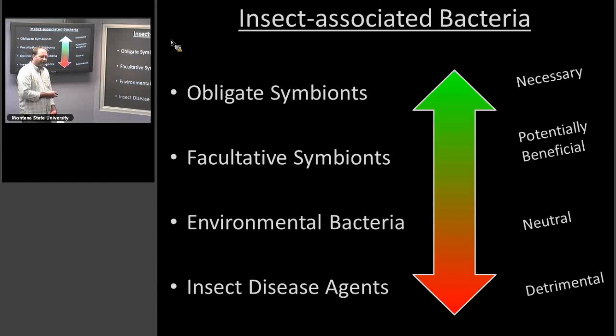So the classic example is the aphid Buchnera system, where the aphids are dependent on their symbionts to run key biochemical processes. The facultative symbionts, which are potentially beneficial given the right environmental stresses, to neutral environmentally acquired bacteria, to disease agents. So those are sort of the members of an individual insect.